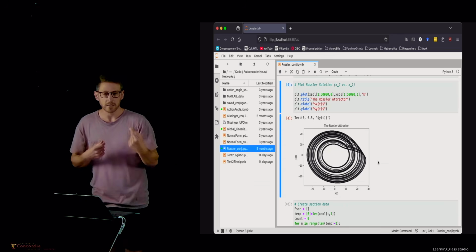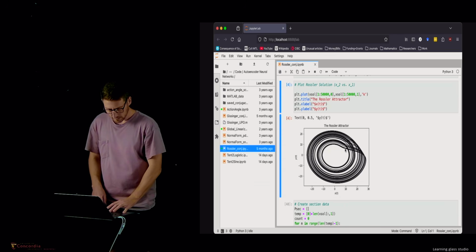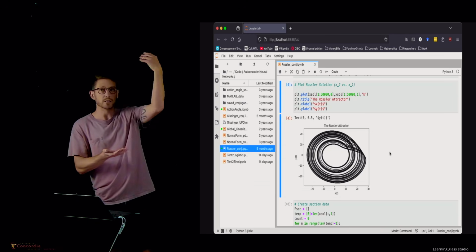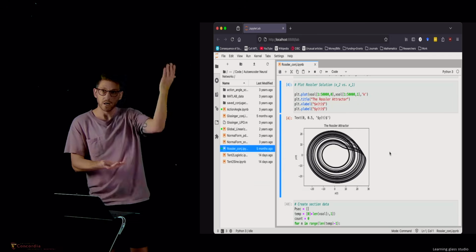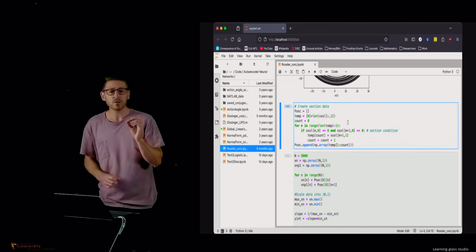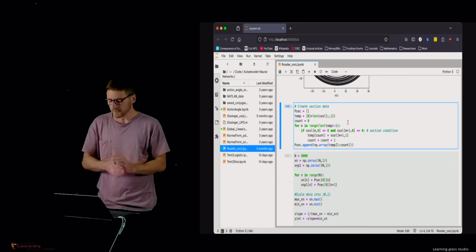Otherwise, it would just be like a nice little ring pattern. But now you can kind of see this sort of folding happening. And if you plot this in 3D, it's because there's a big piece that comes up and goes around. But really what I'm going to do here is look at Poincaré section data.